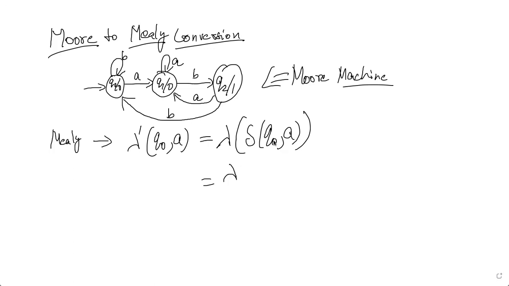So it becomes what? Delta of Q naught on A goes to Q1, right? So it becomes lambda of Q1. Now what is lambda of Q1? Lambda of Q1 is 0. What is the output associated with Q1? It is 0. That's the output for Q naught on A when considered for lambda dash of the Mealy machine.